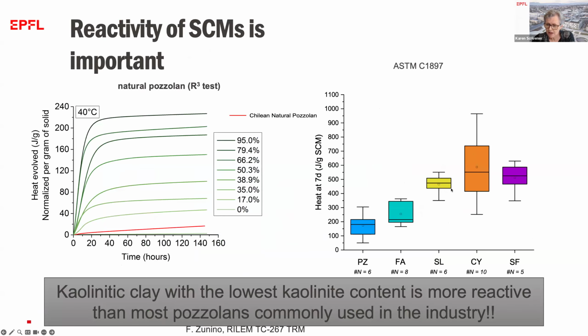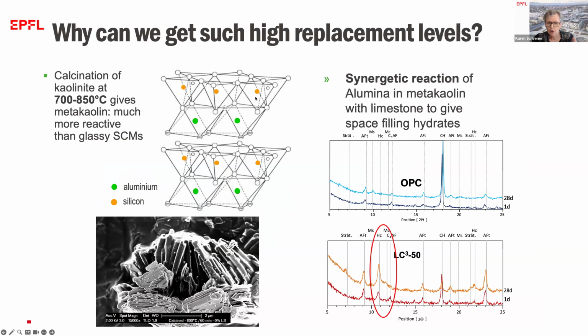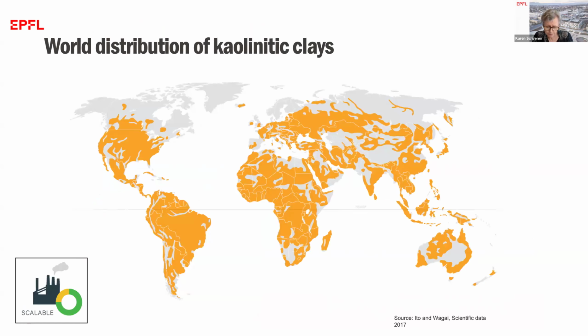And this is because calcined clays are very reactive pozzolans, much more similar to slag, much more reactive than fly ash and natural pozzolans. And this reactivity comes from their layered structure, also for these one-to-one clays, kaolin. When they're heated, their structure becomes disrupted, and both the silica and alumina can react to give space-filling hydrates.